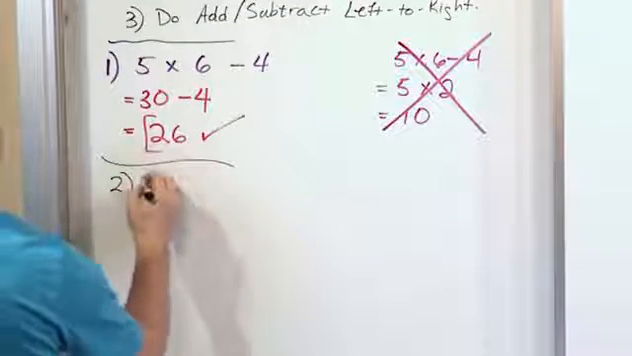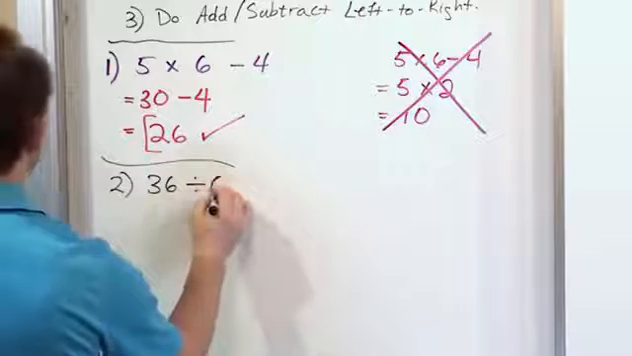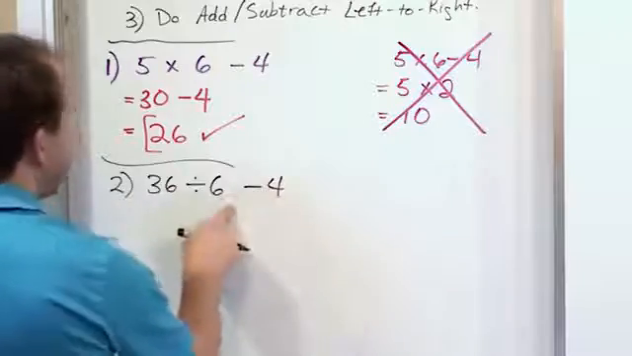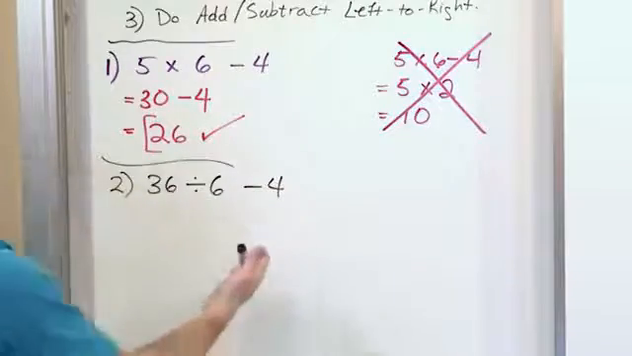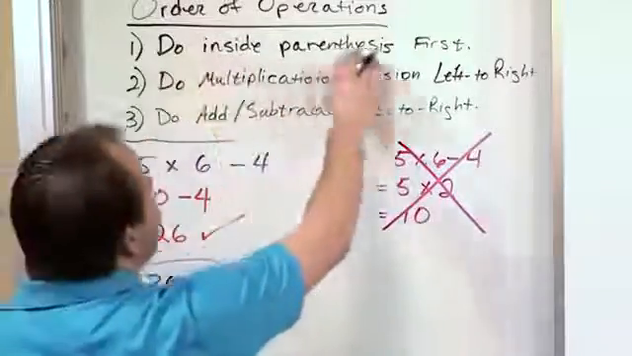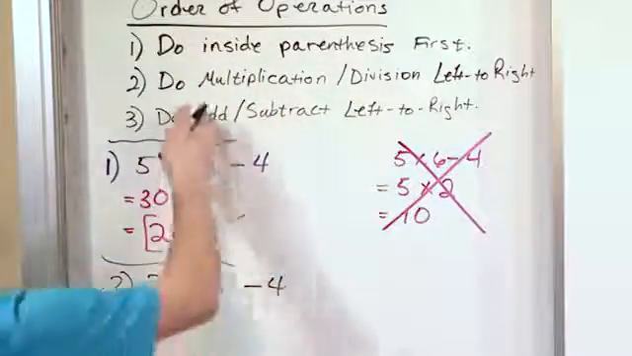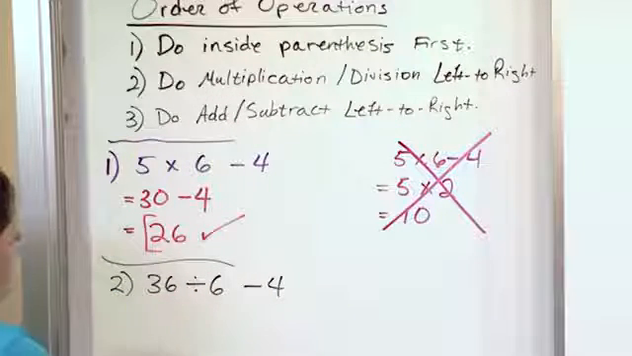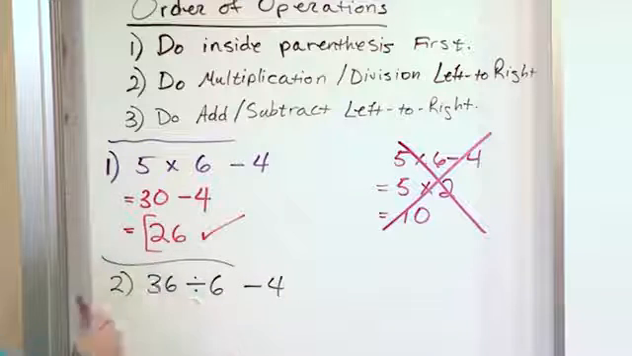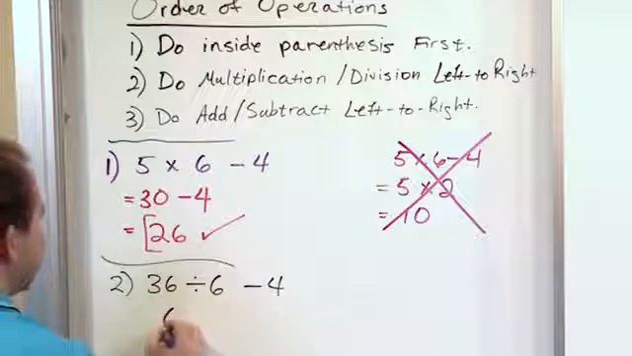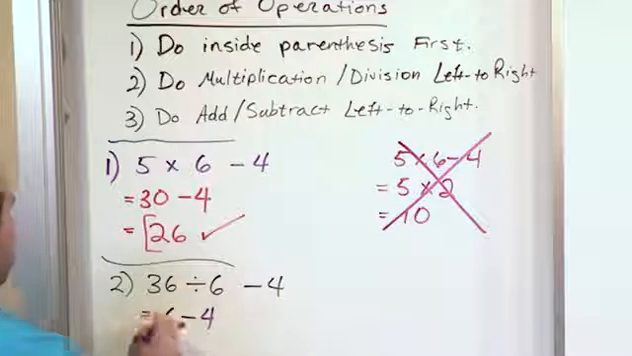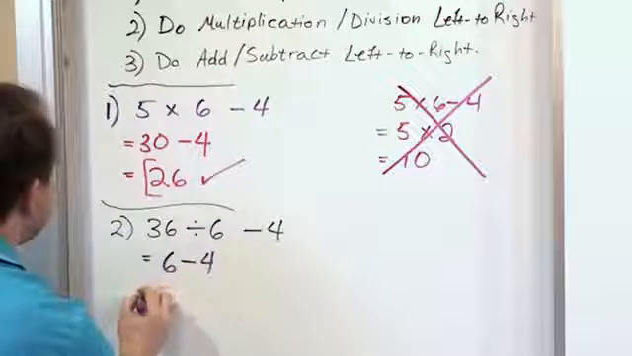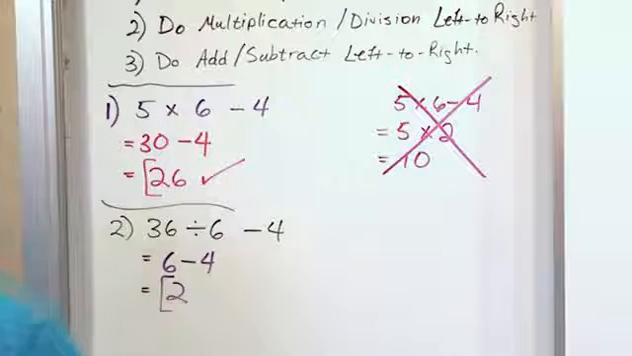What if I have 36 divided by 6 minus 4? Again, some students might look here and say, well, I've got subtraction, I've got division. What do I do first? Well, you go to your order of operations. We check for parentheses first. There are no parentheses here. Then we do multiplication and division. Well, here's some division. So 36, divided by 6 is going to be 6, and then we still have the minus 4. So this is equal to 6 minus 4. Now the only thing remaining to do in the problem is subtraction. That comes dead last. 6 minus 4 is 2. So the answer is 2.